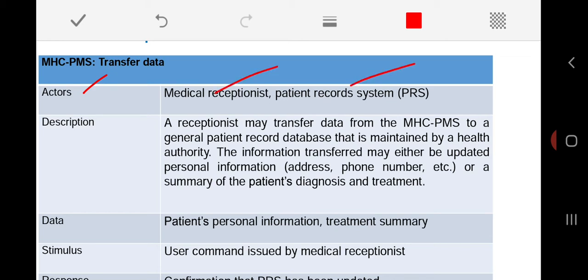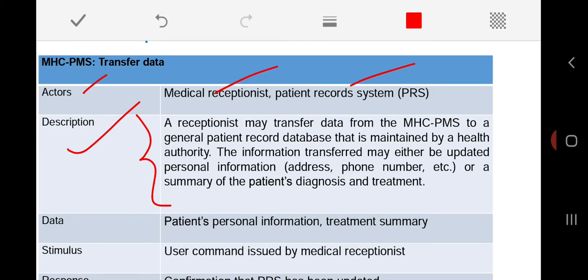These are the two actors that we have identified. Then what is the overall description of this interaction? That is transfer data. Transfer data is not a simple interaction or activity, so we need to clearly explain what exactly transfer data means in MSc PMS. So that we have explained over here. Just have a look, let me read out this content here.